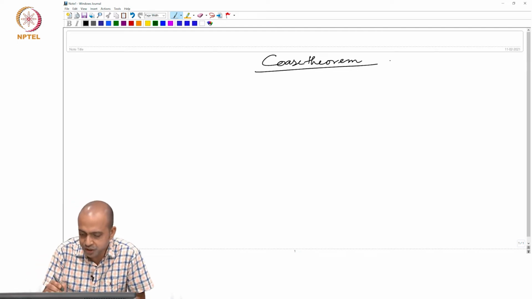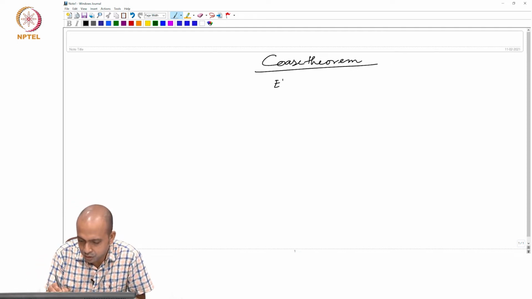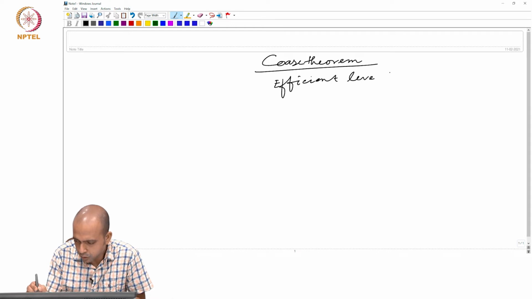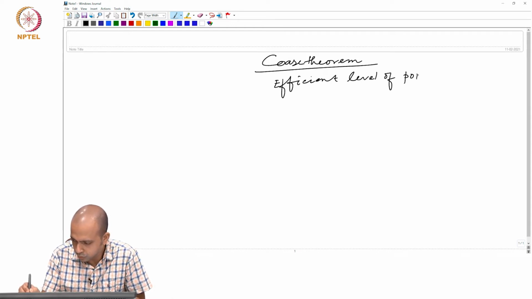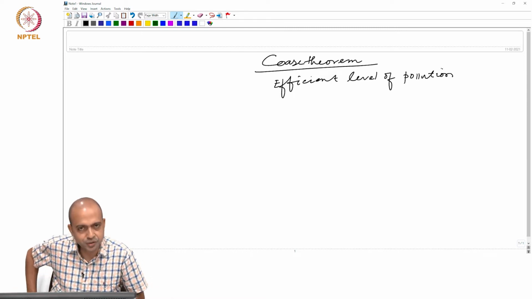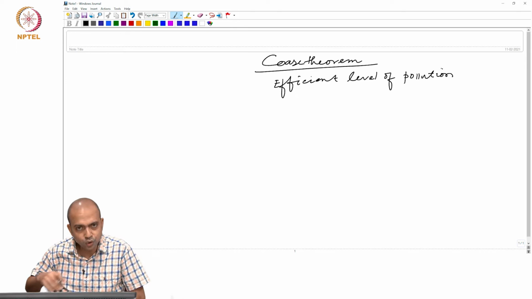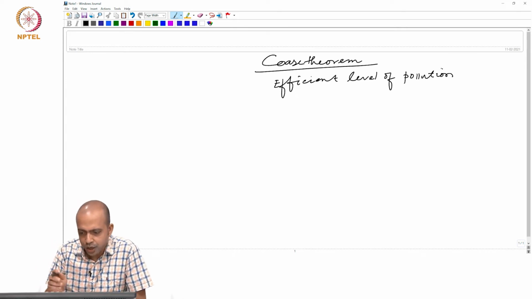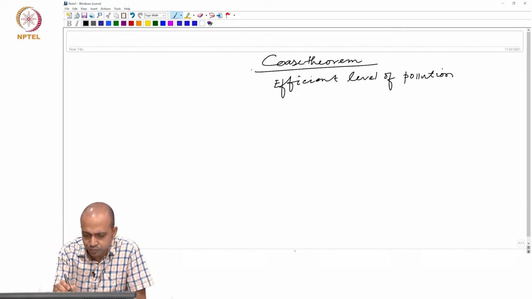So, what is our objective? An efficient level of pollution. That is what we are trying to achieve without government intervention.